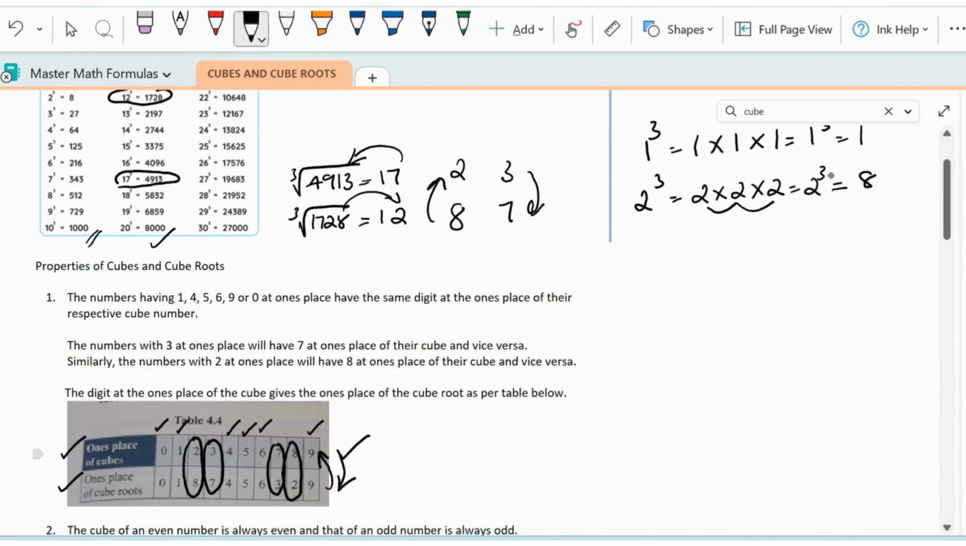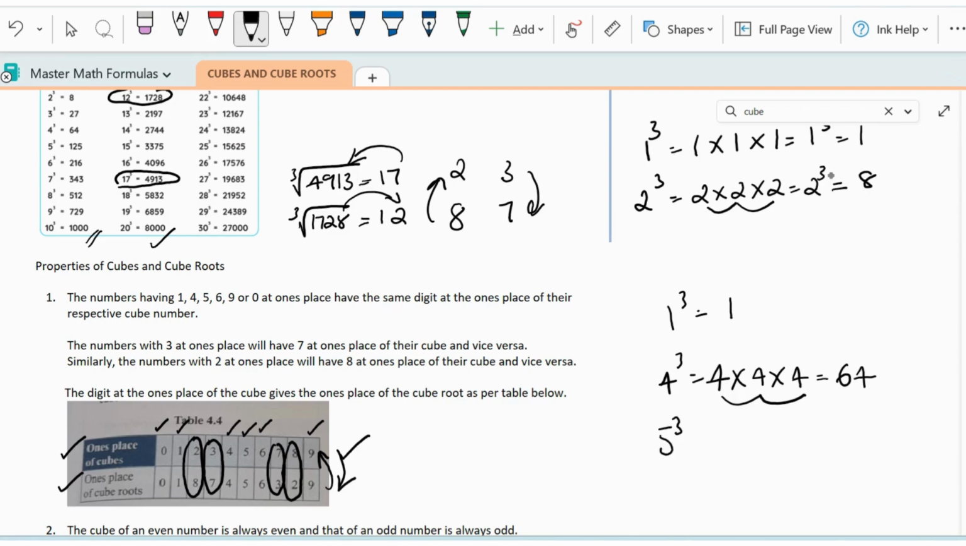For 0, it is 0. For 1, it is 1. 4 is 4. 5 is 5. 6 is 6. 9 is 9. That is because, see, 1 cube is 1. 4 cube is 4 into 4 into 4, which is 4 4s are 16. 16 4s are 64. Similarly, 5 cube. 5 into 5 into 5. 5 5s are 25. 25 5s are 125. 6 cube. 6 6s are 36. 36 into 6 is 216.